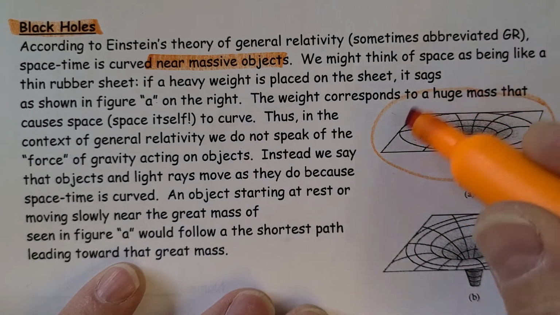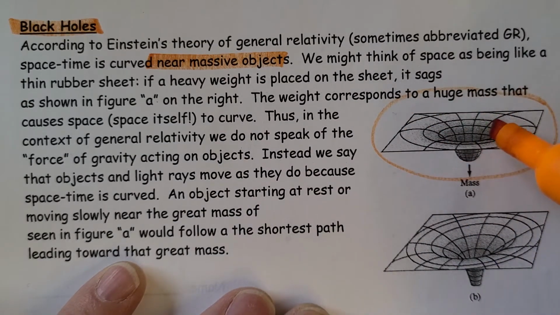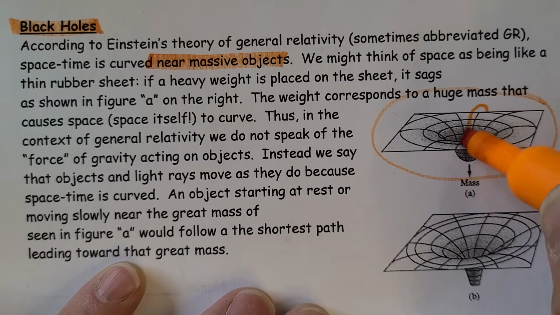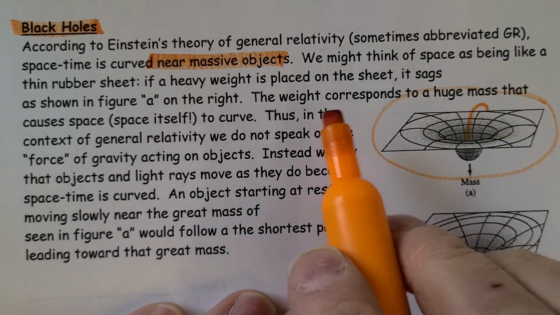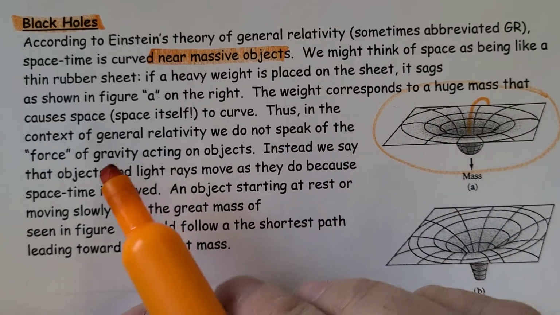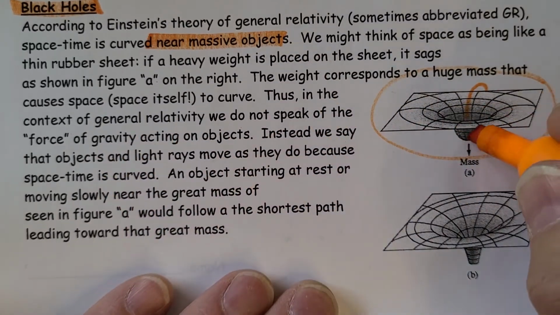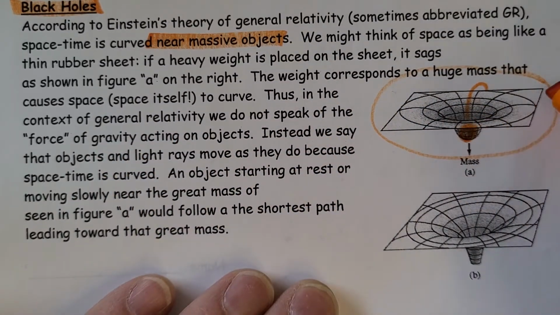So if you had a rubber sheet, threw something heavy on it, it sags down like that. And that weight could correspond to a huge mass that causes space to curve itself. So we have a huge mass here, and it's causing things to curve towards it.